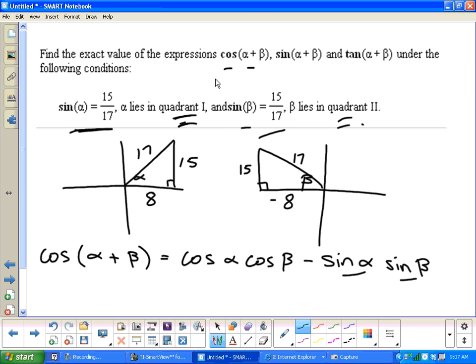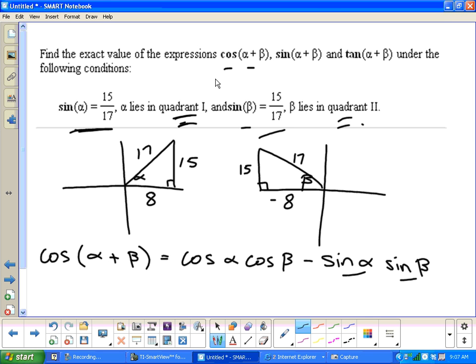But this one would be not 8, but negative 8. How's it negative 8? Right, it's going to the left. Very good. So now you understand we have to have two triangles. Now we can go through this formula and fill everything in.